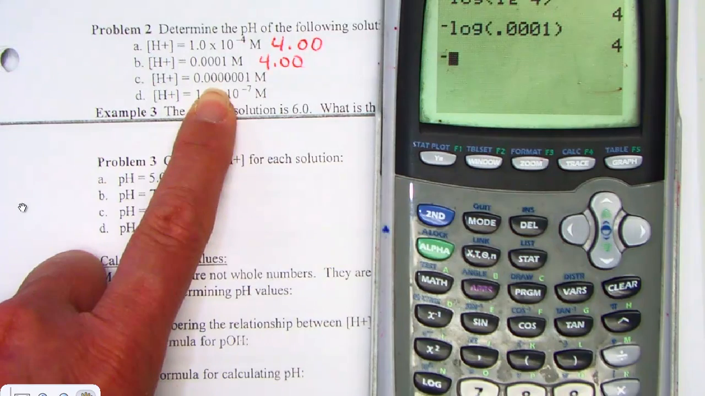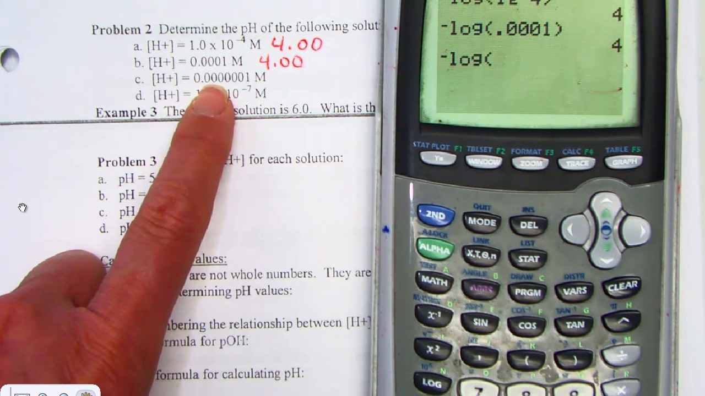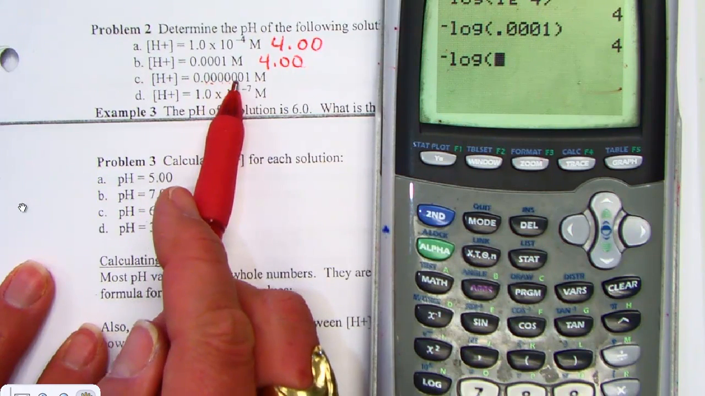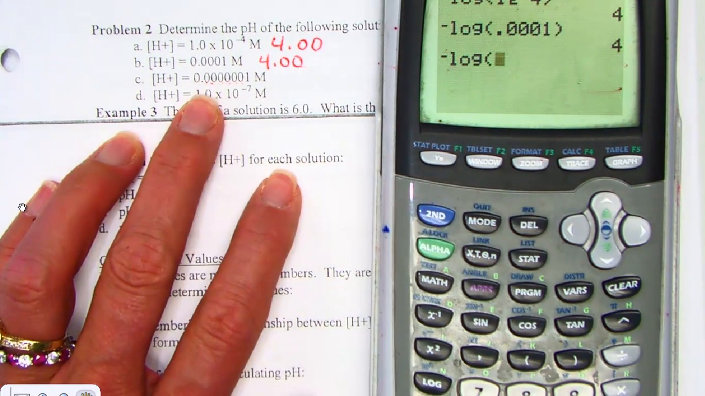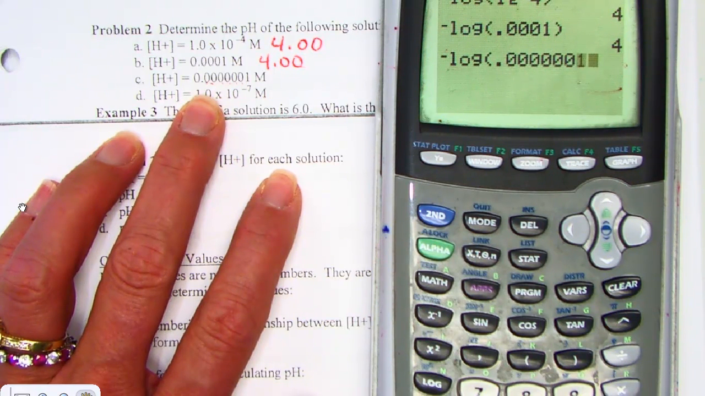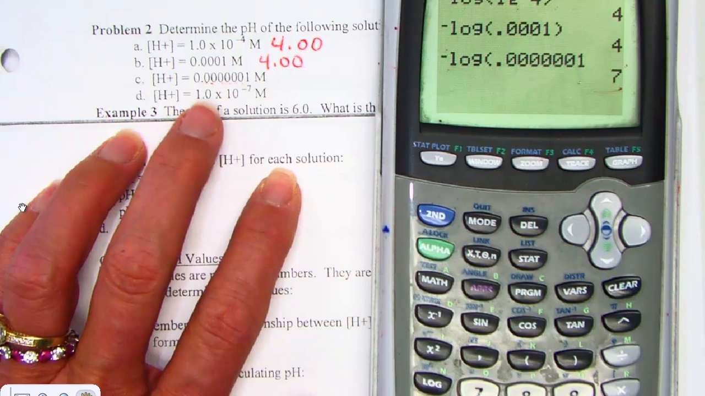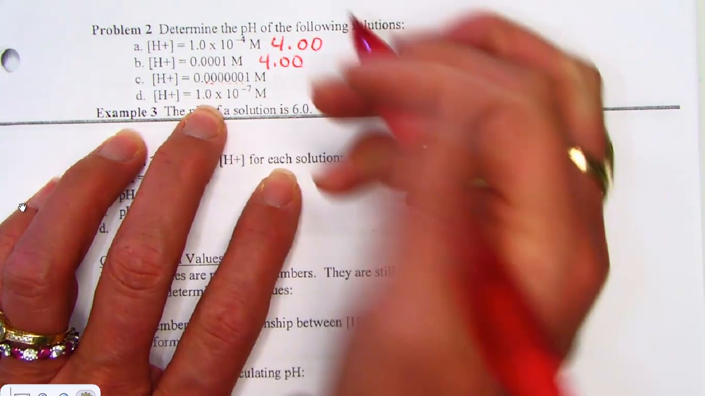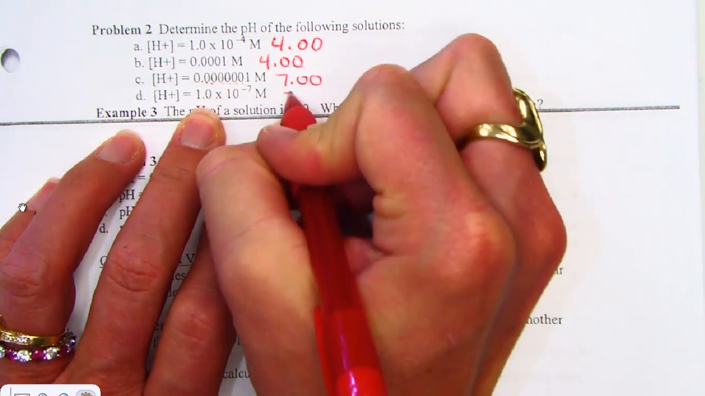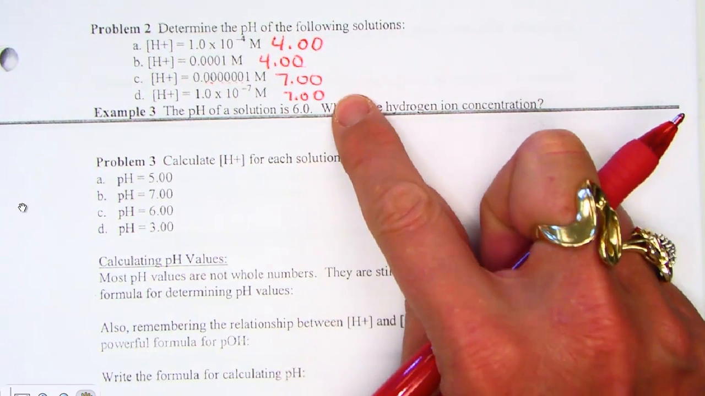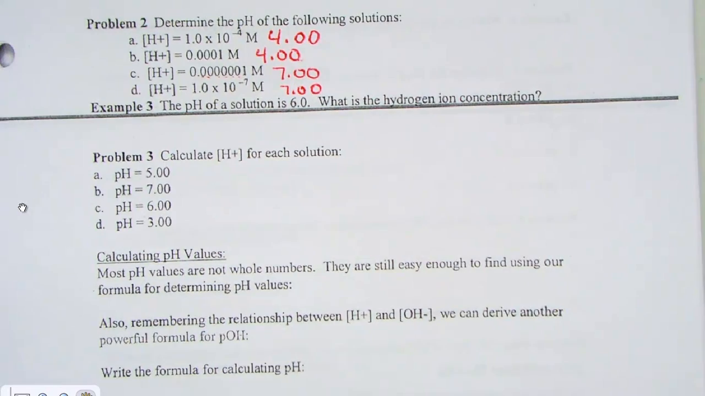In letter C, negative log, let me count those zeros with you. 1, 2, 3, 4, 5, 6 zeros and then a 1. Well, that's the same as writing 1 times 10 to the negative 7th. So again, letter C and letter D are the same number, just expressed in a decimal form or the scientific notation form.